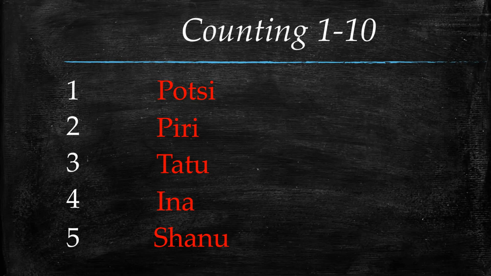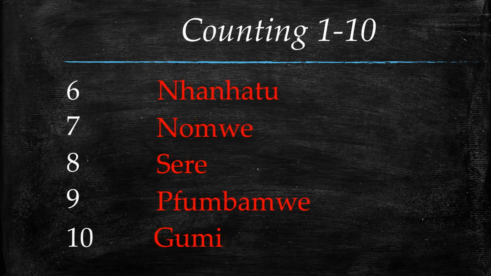Right, the first number 1 is called potsi in Shona, potsi. Number 2 is piri, piri. Number 3 is tatu, tatu. Number 4 is ina, ina. Number 5 is shanu, shanu. And number 6 is nanatu, nanatu.